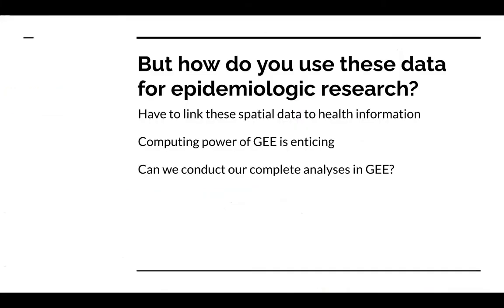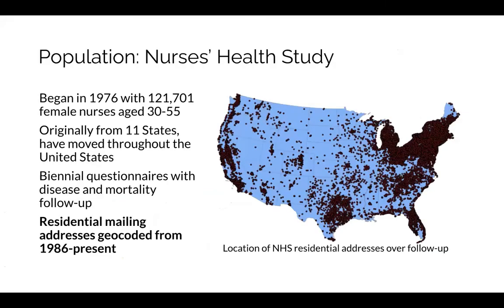But how do you actually use these data for your actual epidemiologic research? We really need to link these spatial data to health information. The computing power of Google Earth Engine is super enticing. But I think it was mentioned this is one-stop shopping. Is it really completely one-stop shopping? Perhaps not. And I'll give a very brief example of how we do this.